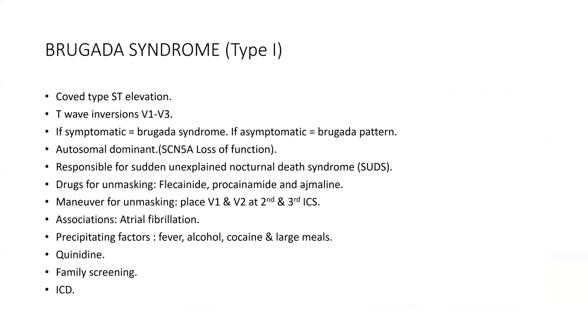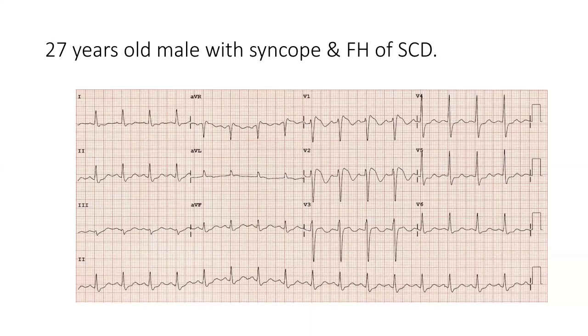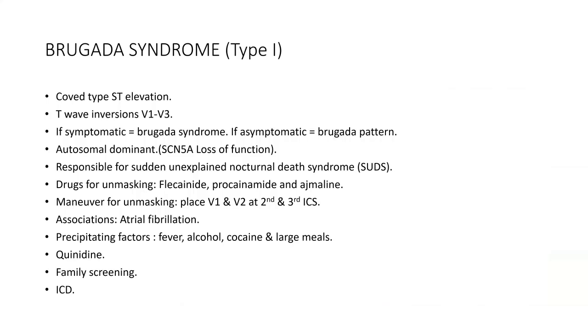So why is it Brugada syndrome? Because the patient had syncope. If the patient was completely asymptomatic, then we will write it as Brugada pattern. So there is coved type ST elevation and T wave inversions from V1 to V3. Again, the trait is autosomal dominant and the gene is SCN5A, in which there is loss of function. So importantly, LQT3 shares the same gene in which there is gain of function.